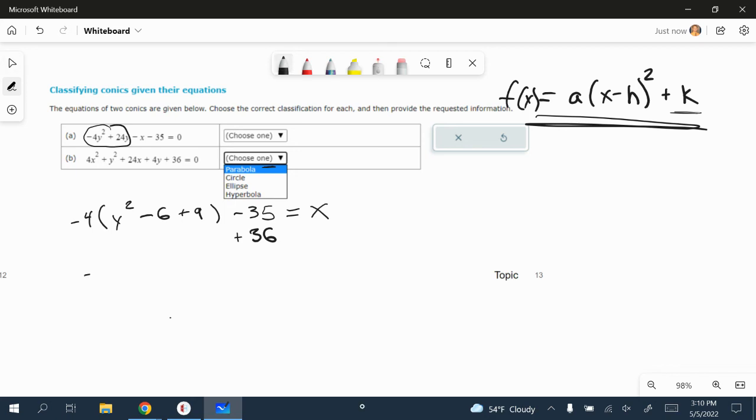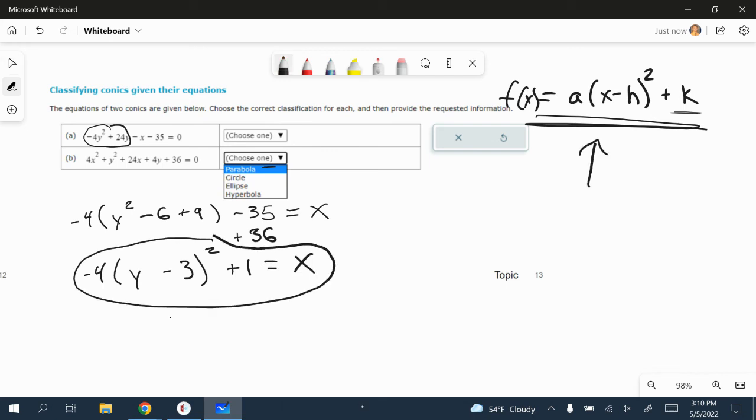So then I can factor. It'll just be y minus 3 squared, and this will be +1 equals x. Now, if you look at this equation, it looks somewhat like this, but it's kind of backwards. Usually we have y by itself, and x is in this location. Well, this would just be a case where instead of a normal parabola that looks like this or like this, these parabolas would look something like this or like this.